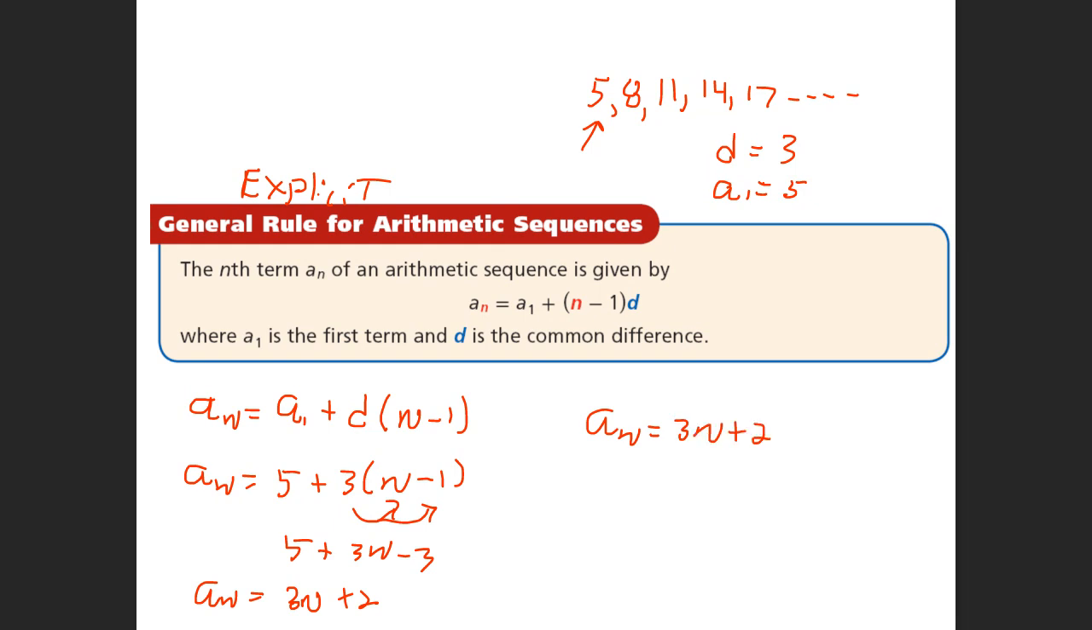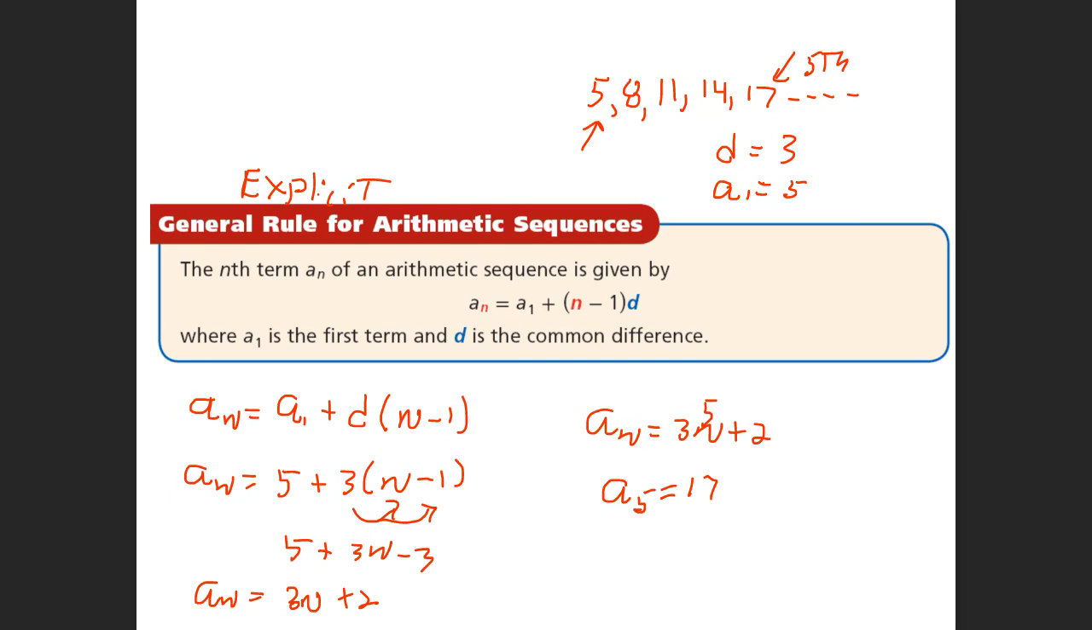Now, do I know that it works? Let's say 1, 2, 3, 4. The fifth term is 17. So if I plug 5 in here, I should get 17. 3 times 5 is 15, plus 2 is 17. So a sub 5 is equal to 17.